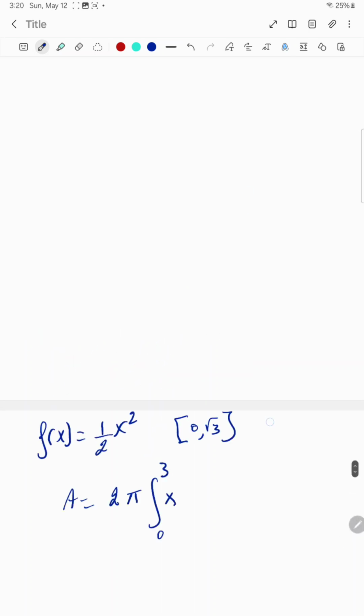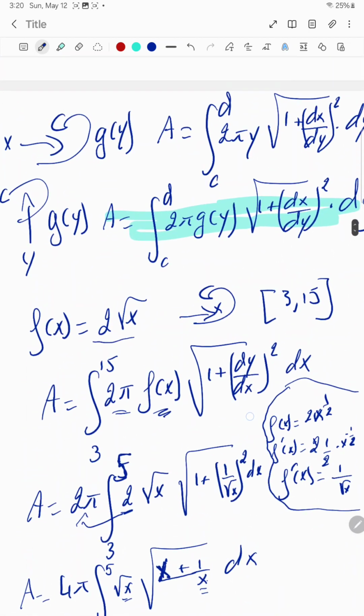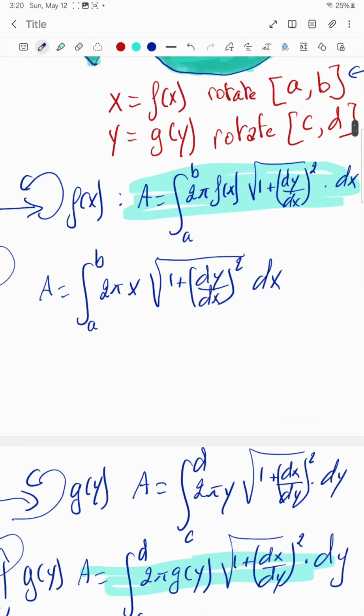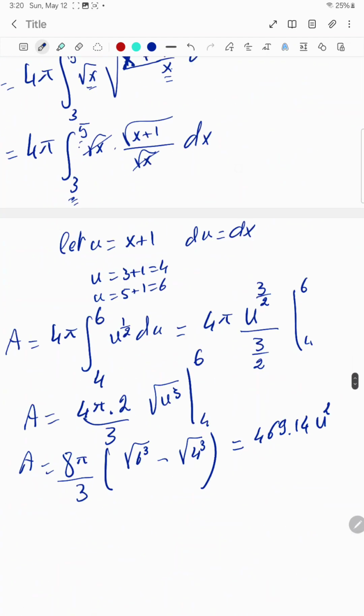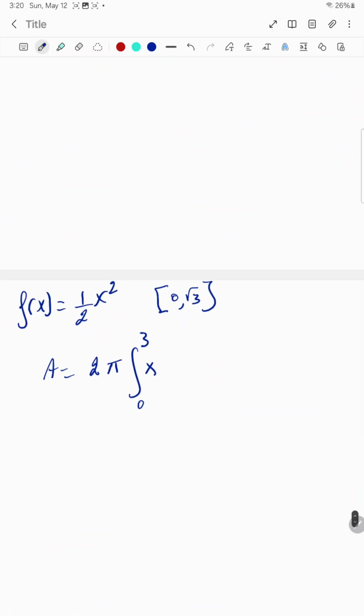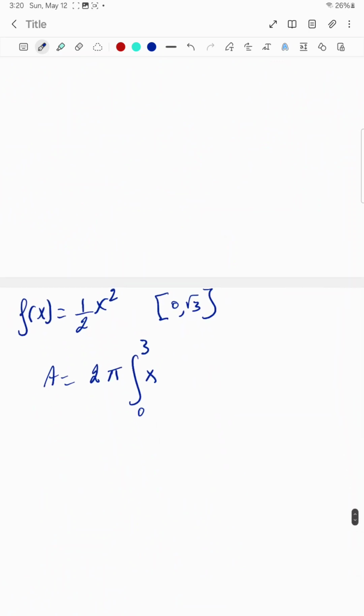X, the formula is x here. Actually, I was talking about this. That's the formula that I'm using because it's an f of x. So the 2 pi goes outside and it's x square root of 1 plus dy over dx squared, and I will multiply it by dx.